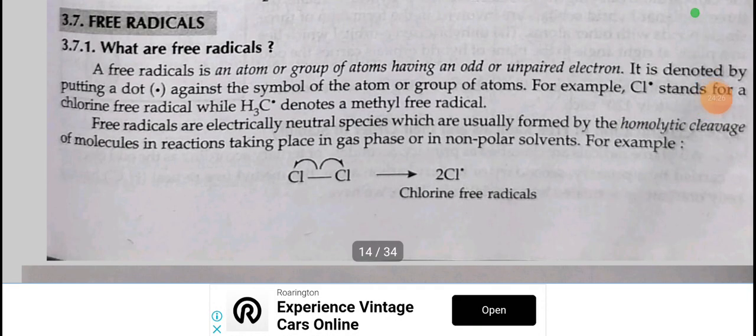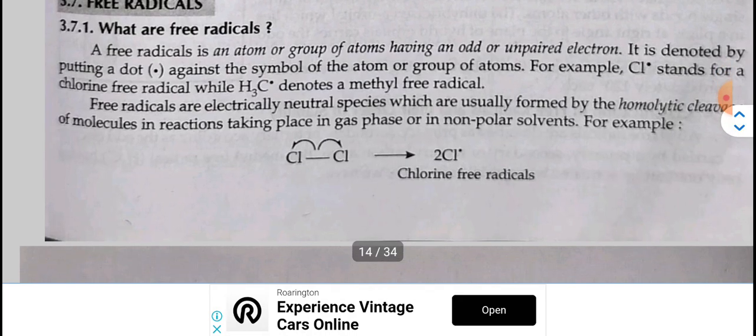Free radicals. What are free radicals? A free radical is an atom or group of atoms having an odd or unpaired electron. It is denoted by putting a dot against the symbol of the atom or group of atoms. For example, Cl dot stands for a chlorine free radical, while CH3 dot denotes a methyl free radical. Free radicals are electrically neutral species which are usually formed by the homolytic cleavage of a molecule in reactions taking place in the gas phase or in non-polar solvents.